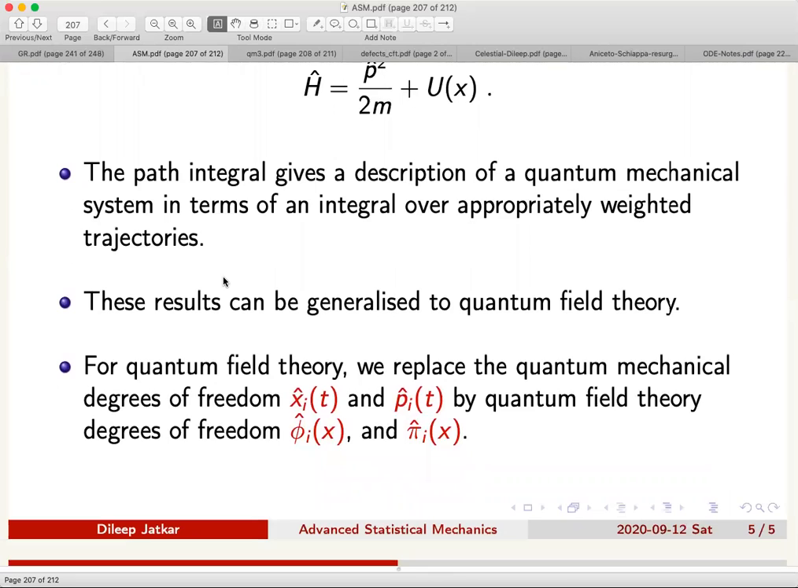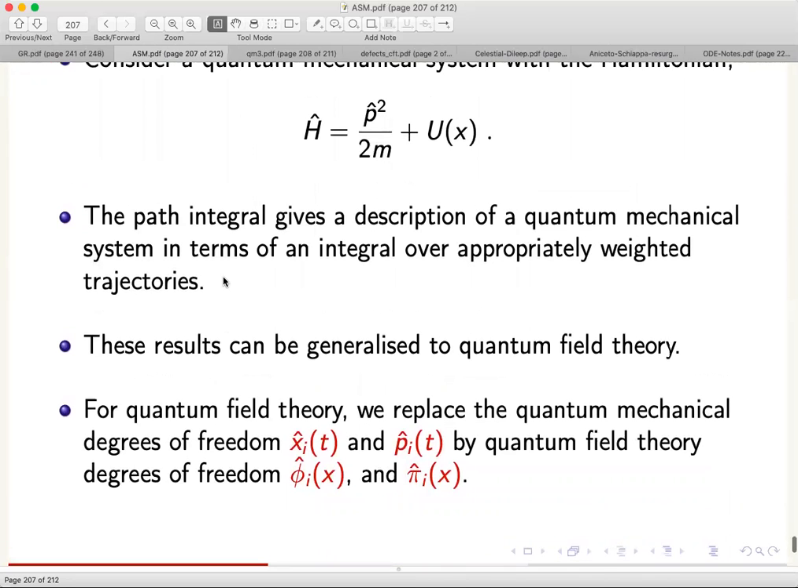scalar field. So what we will do is, when you generalize this to quantum field theory, you need to replace quantum mechanical degrees of freedom, which are point particle degrees of freedom, by quantum field theoretic degrees of freedom. Okay, so in quantum field theory, the dynamical variable is not xi and pi, but phi I and pi I.